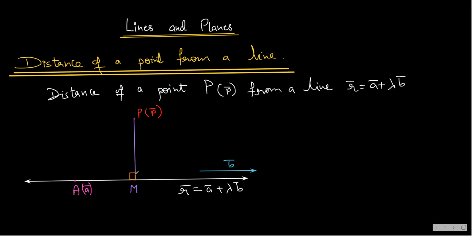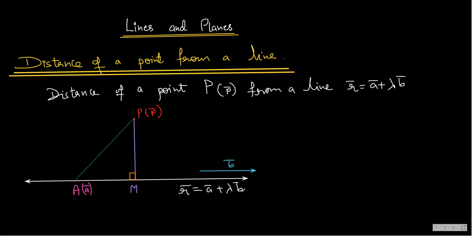Now what I will do here is, very simple, I will join A with P. I tell you the whole procedure that we are going to follow. We are actually going to derive a formula which will get us PM. For deriving that formula, the procedure that I will follow is, I will use the Pythagoras theorem in this triangle APM.